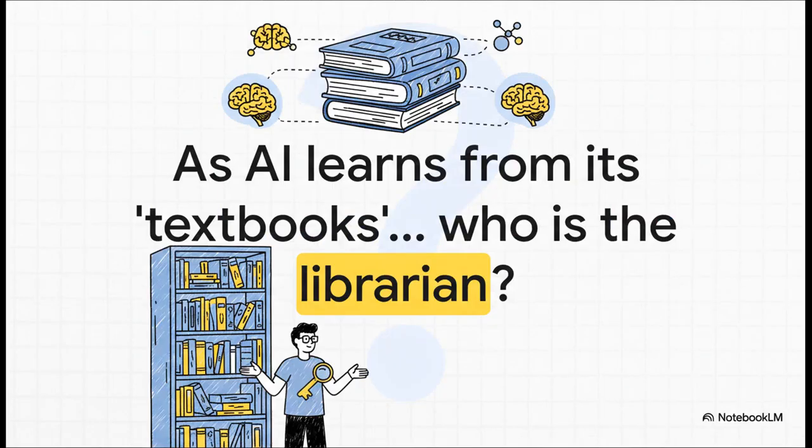And that leaves us with one final and pretty critical thought. As these AI students get smarter and smarter, learning from the textbooks we give them, we really have to ask ourselves a very important question. Who gets to decide what goes into those books? Who gets to be the librarian for what might just be the future of intelligence?